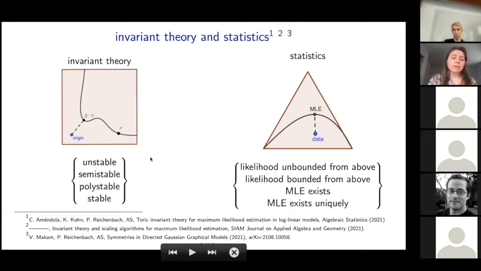Okay, and then more specifically, on the invariant theory side, we have these notions of stability that we've seen. And on the statistical side, we have these properties of the likelihood function. So what can happen as we try to maximize our likelihood function in order to find the MLE? Well, the first possibility is that the likelihood is unbounded from above. This is the worst case scenario. Slightly better, the likelihood could be bounded from above. Even better, it could attain its bound. That is, the MLE could exist. And the best case scenario is that the MLE exists uniquely. Okay, so we have these four notions of stability over here and these four properties of the likelihood function over here. And the goal is to connect these pictures by connecting these properties.